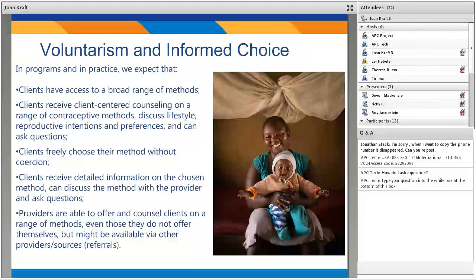Volunteerism and informed choice are the principles of any good family planning programs. And what that means is that clients should have access to a broad range of methods. They should receive client-centered counseling on a range of methods, discuss their lifestyle and reproductive intentions with their providers, and be able to ask questions. Then clients can freely choose their method without coercion. They should also receive detailed information on that method and ask questions and discuss the method with the provider. Finally, providers should be able to counsel clients on all methods, even if they have to refer clients for particular methods.